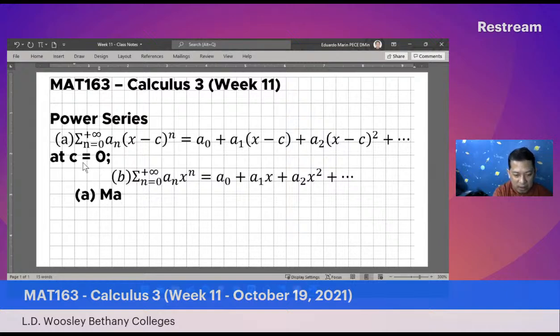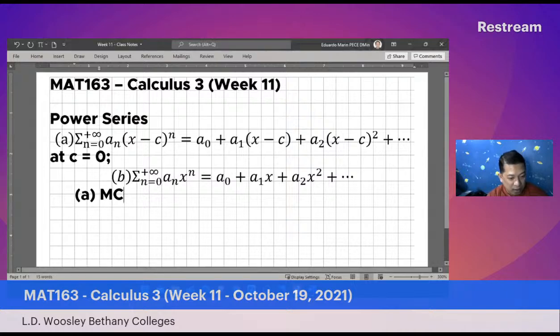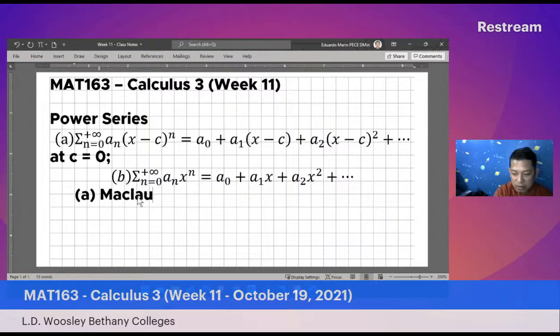Maclaurin series, Maclaurin. What is the spelling again? All I know is it's not the McDonald's one. Maclaurin series. And then of course you have your Taylor series.